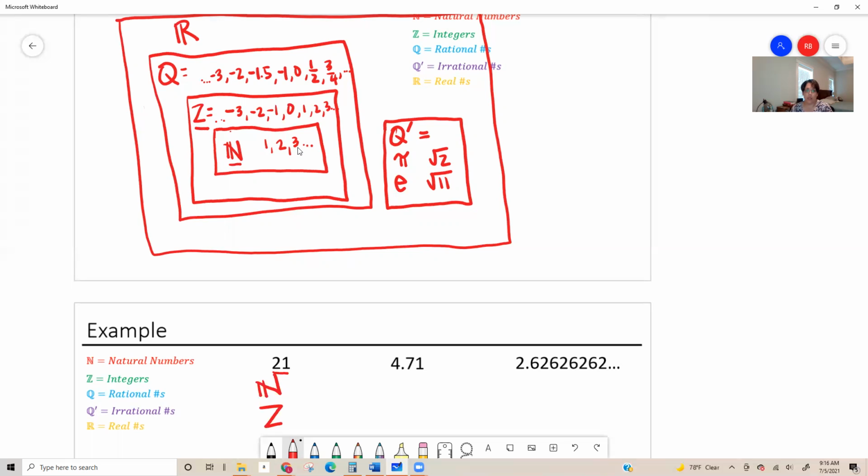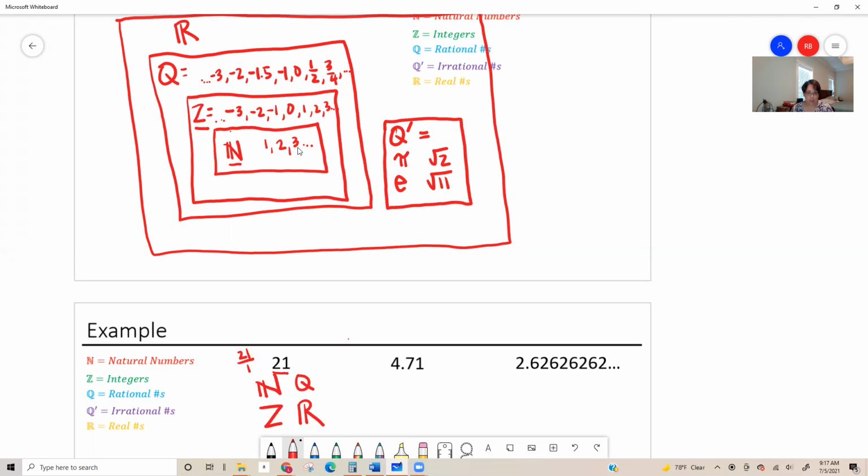Now, 21 can be written as a fraction, 21 over 1. So that means that 21 is also a rational number. Now, if you are rational, you cannot be irrational, all right? So 21 will not be irrational, but 21 will be a real number, okay? Because it's included in this whole big box.